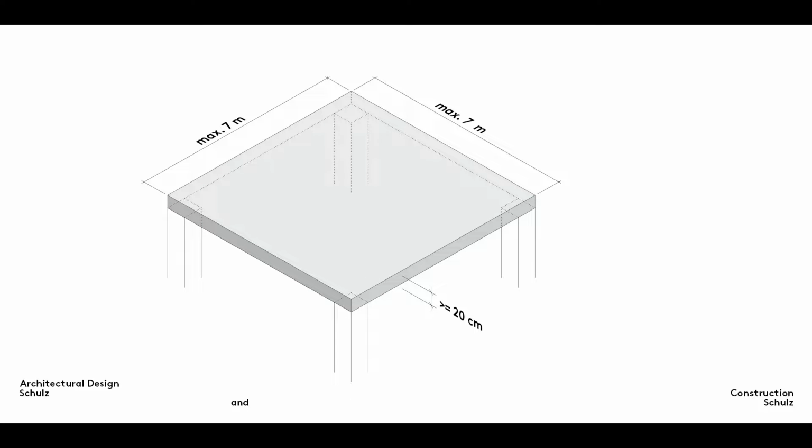A flat slab is a slab supported by columns alone. Irrespective of how small the supporting width may be, these floor slabs must always be at least 20 centimeters thick in order to prevent the slab from shearing off at the column bearing. This is known as punching shear. As a general rule, the span width is no more than 7 meters.